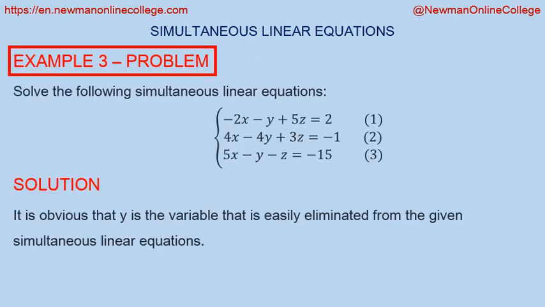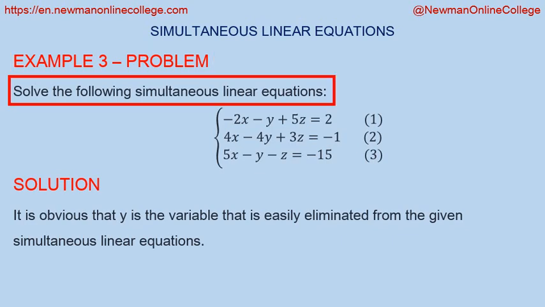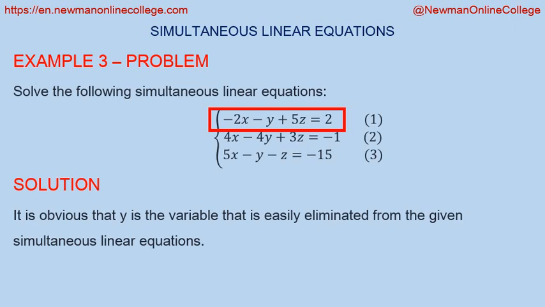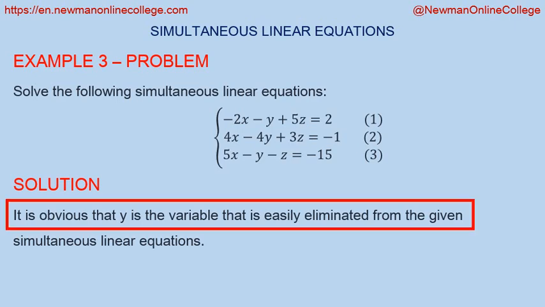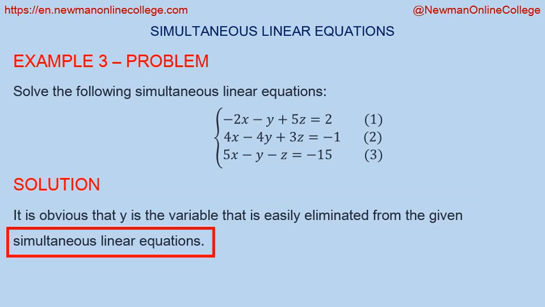Example 3. Problem. Solve the following simultaneous linear equations. Negative 2x minus y plus 5z equals 2. 4x minus 4y plus 3z equals negative 1. 5x minus y minus z equals negative 15. Solution. It is obvious that y is the variable that is easily eliminated from the given simultaneous linear equations.